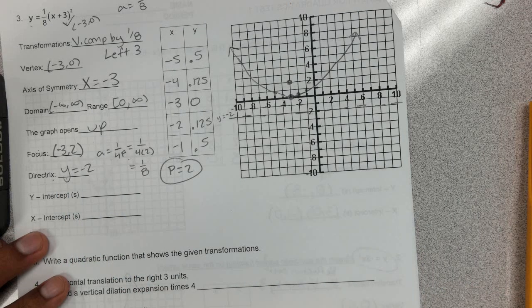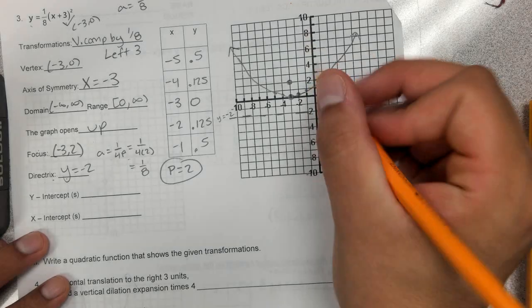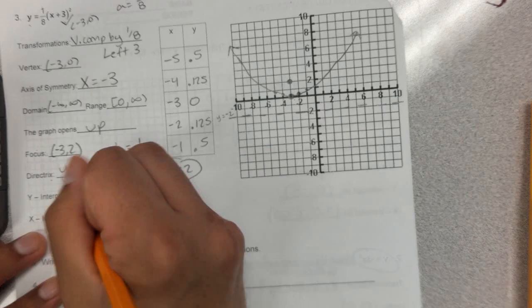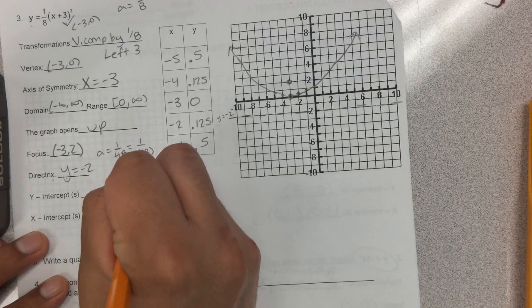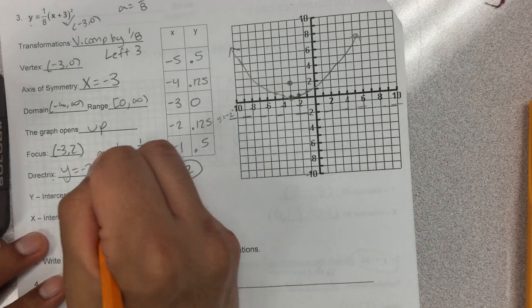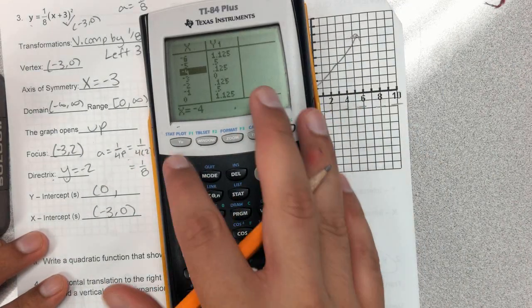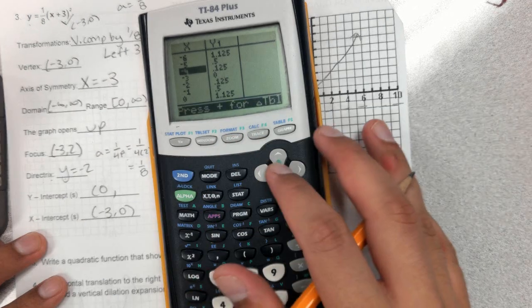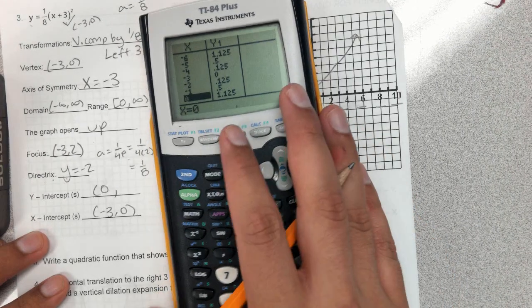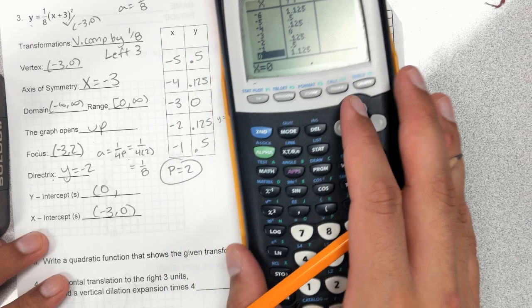Now on the graph, our x-intercept was at the vertex, which is -3, 0. And then your y-intercept is wherever x is 0. So let's go on the table. When it's 0, it's 1.125.